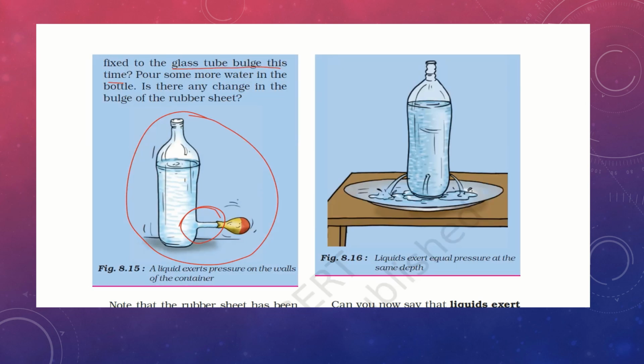So you are filling this bottle with water. You have fixed a rubber sheet, like the one used in the previous activity, like a balloon. So why is it bulging? If you pour more water in the bottle, is there any change in the bulge? You will see it bulges more. So a liquid exerts pressure on the walls of the container. This pipe is fixed in the wall, and so the liquid is exerting pressure on the walls of this container.